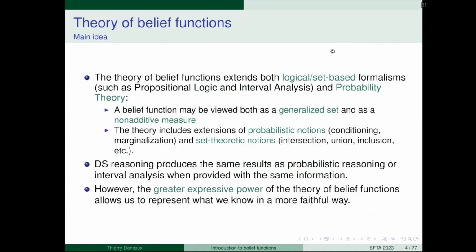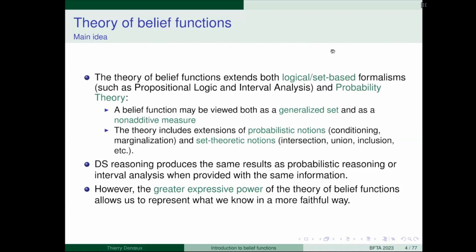So the main idea behind this theory of belief functions is that it extends both logical or set-based formalisms, such as propositional logic and interval analysis, that is to say, reasoning with sets, on the one hand, and it also extends probability theory. So a belief function may be viewed both as a generalized set. Actually, we'll see that it can be seen as a random set, say a collection of sets with probabilities attached to them. And it can also be seen as a non-additive measure, generalizing a probability measure. And so this theory includes extensions of probabilistic notions like conditioning, marginalization, and set theoretic notions like intersection, union, inclusion, and so on.